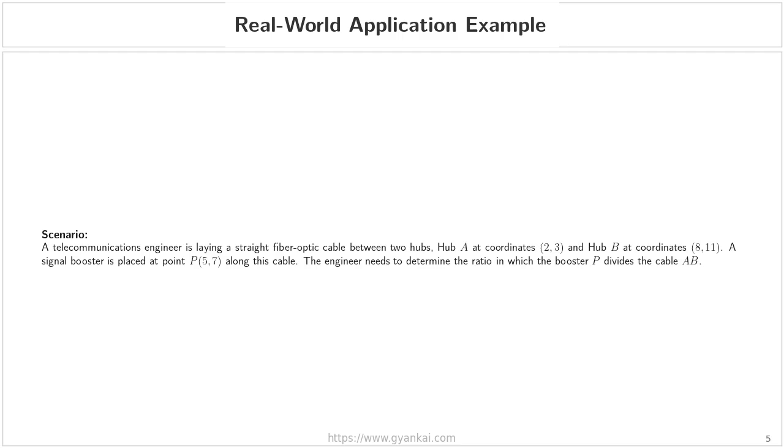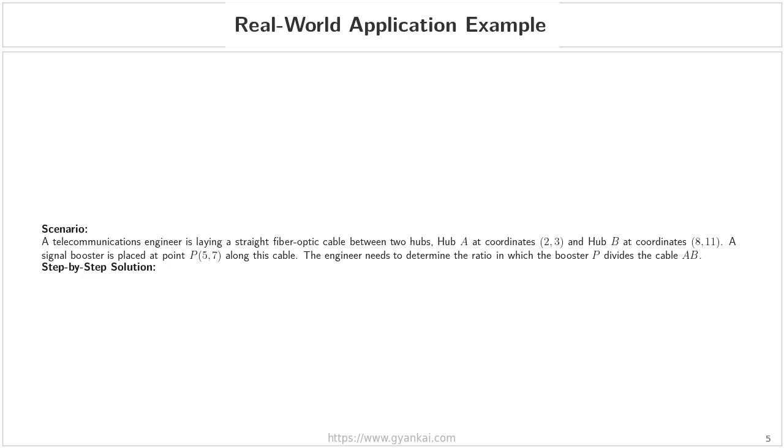Real-world application example. Now that we have derived the simplified formula, let's see how this actually works in a practical, real-world situation. Imagine a telecommunications engineer is working on a project to lay a straight fiber optic cable between two major hubs. Hub A is located at the coordinates 2, 3, and Hub B is at 8, 11. To ensure the signal stays strong, a signal booster is placed at a specific point, point P, which has the coordinates 5, 7. The engineer's task is to figure out the exact ratio in which this booster divides the cable between Hub A and Hub B.